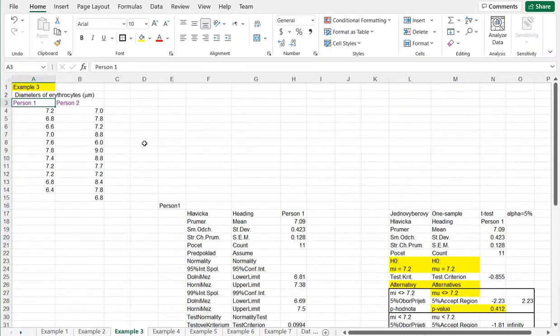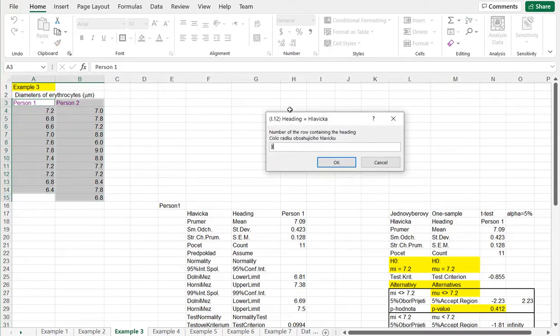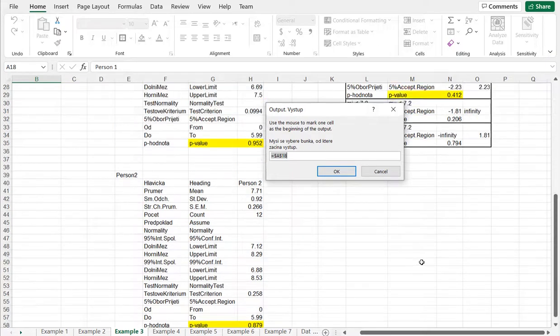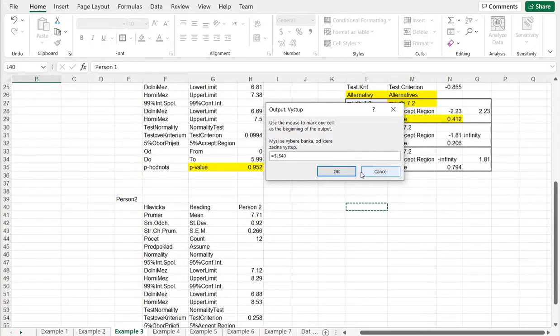So we highlight both of them. All right. Control Shift S. All right. Headers at row 3, yes. Output, choose a place with a bit of space in it. Let's just pick it over here, it's nice.